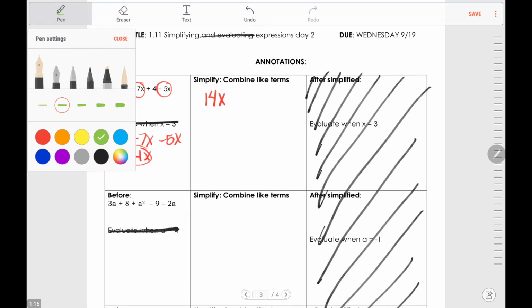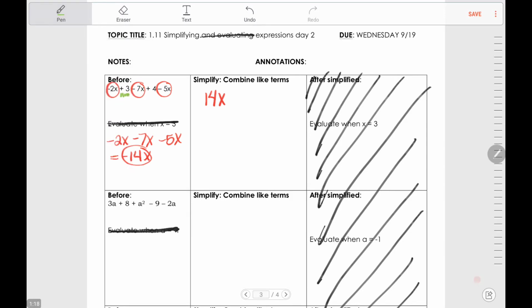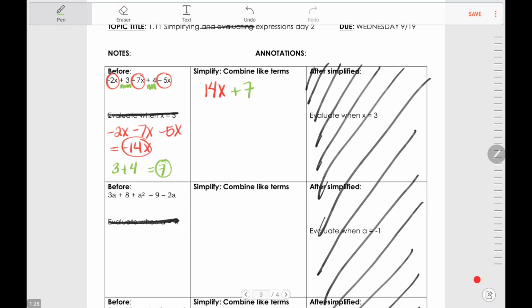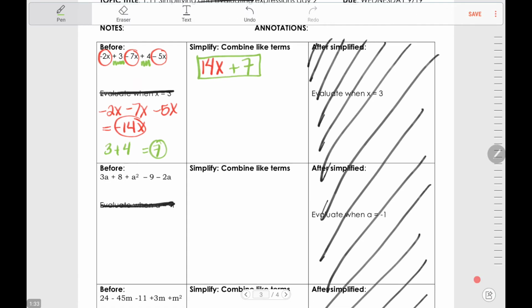And the next thing I see is the 3 and the 4. That's my next group. That gives me 7. So my answer for this one is negative 14x plus 7. Alright, now that we've had a lot of practice, why don't you try example 2?